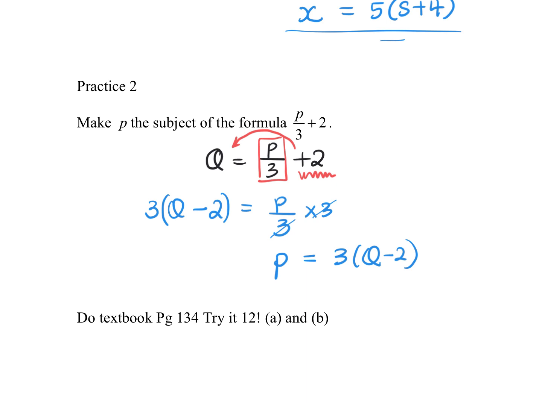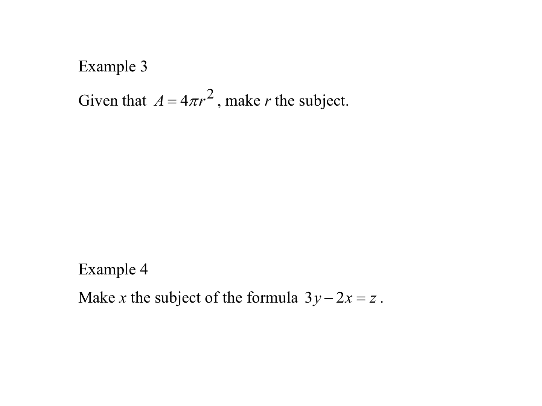Okay, have you gotten the concept? Okay, if you are able to do so, let's move on to the next type of simple formula. Other variations of formulas. For example, given that A equals to 4 pi r squared, make r the subject.